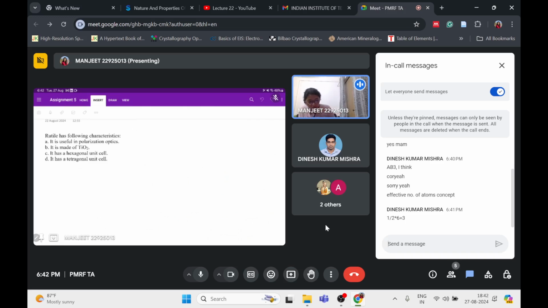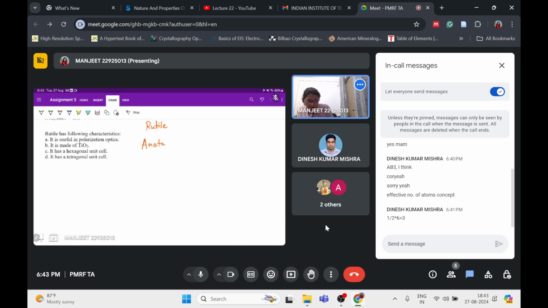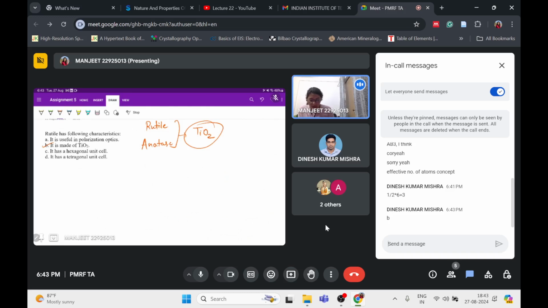So if you know that this is rutile, rutile or anatase, both are forms of TiO2, that is titanium oxide. B, yes, it is made of TiO2. And what about the other parts? Do A, C, and D fulfill this condition? Are they characteristics of rutile? Yeah, B is the correct one. What about A and C and D?